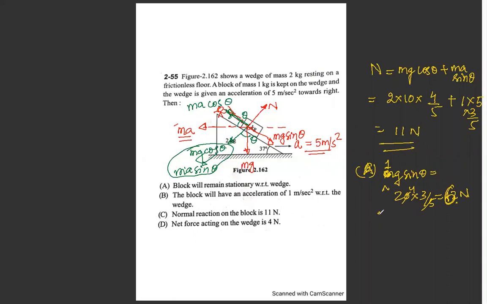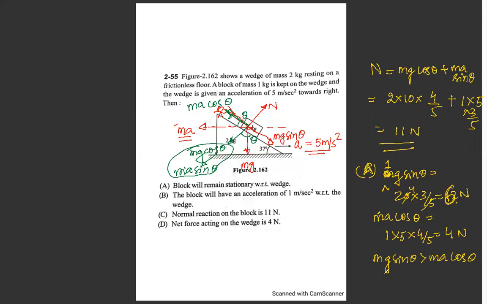Similarly, what should be the value of ma cos theta? Ma cos theta is 1 into acceleration 5, and cos 37 is 4 by 5, so that is 4 Newton. Can you see that mg sin theta is greater than ma cos theta? So the block will not remain stationary with respect to the wedge.